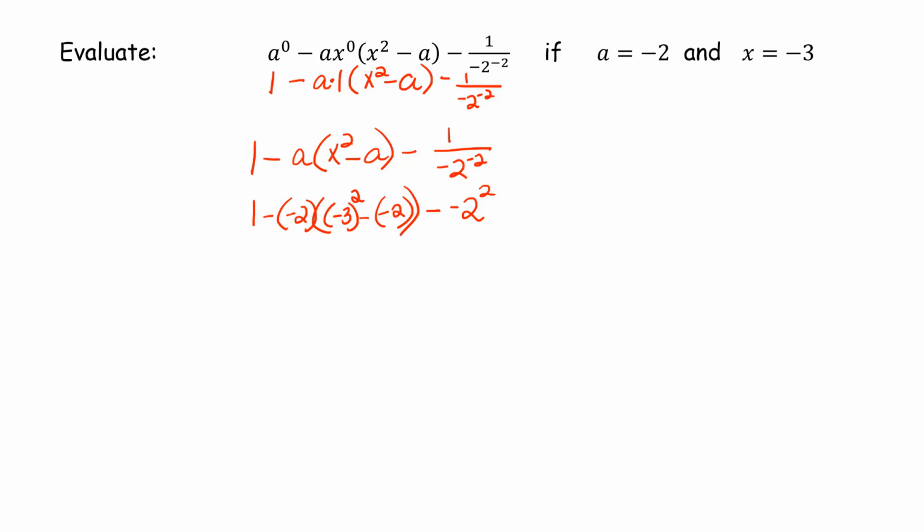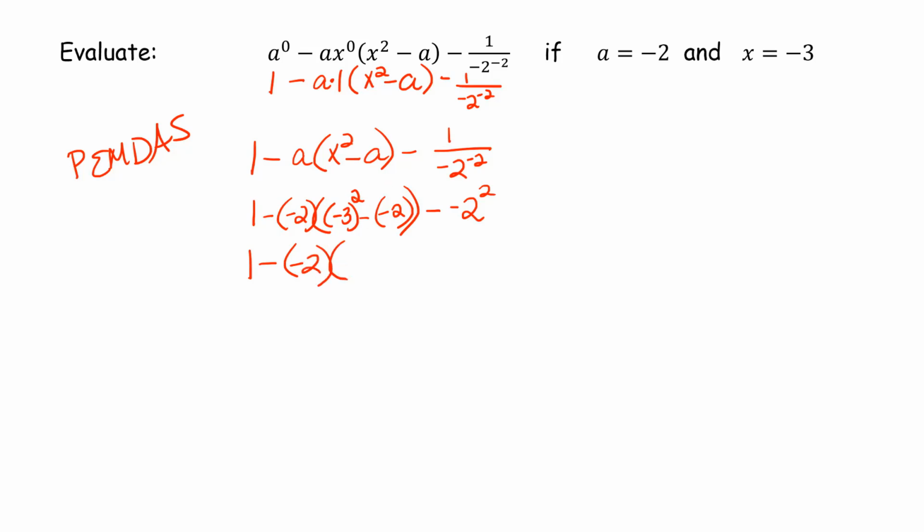Now, I've got 1 minus negative 2 times whatever is in this parentheses. I cannot add 1 minus negative 2 first. That is not the order of operations. If you remember, parentheses come first, then exponents, then multiplication and division, then addition and subtraction. So I cannot add the 1 and the 2 here. So don't try to do that. Just leave it alone. So negative 2 times whatever's in parentheses.